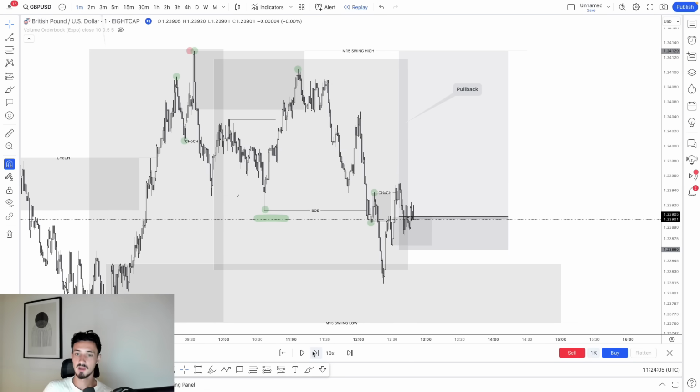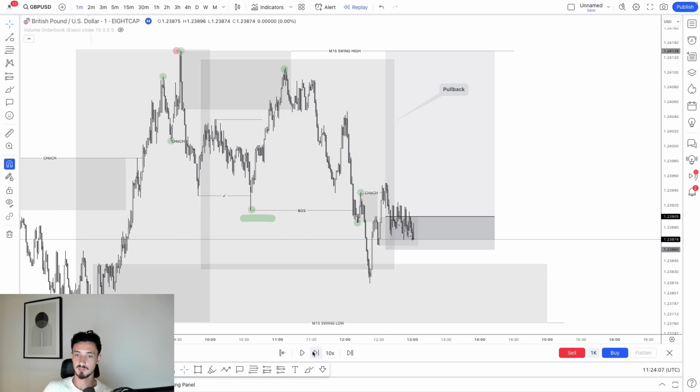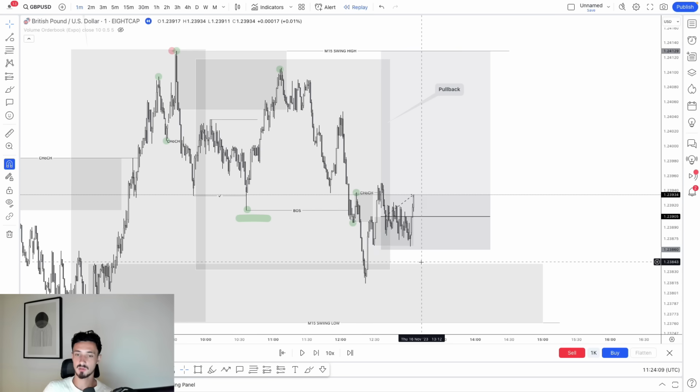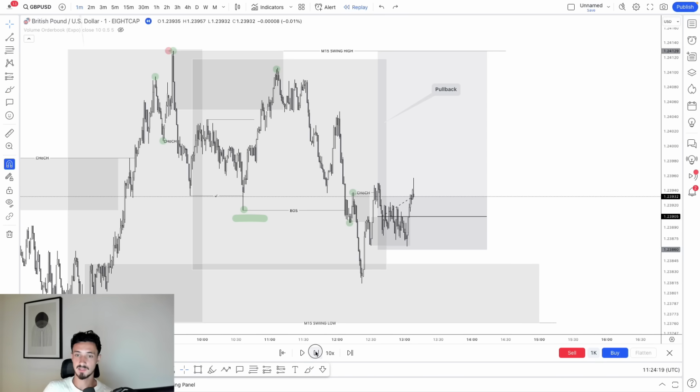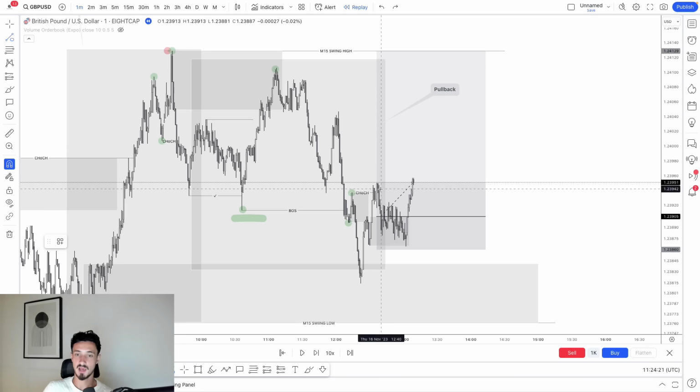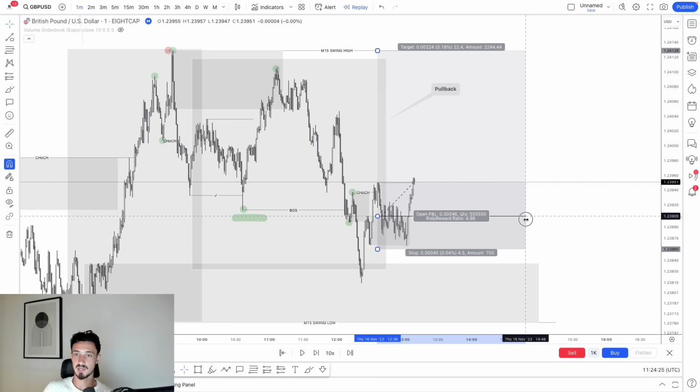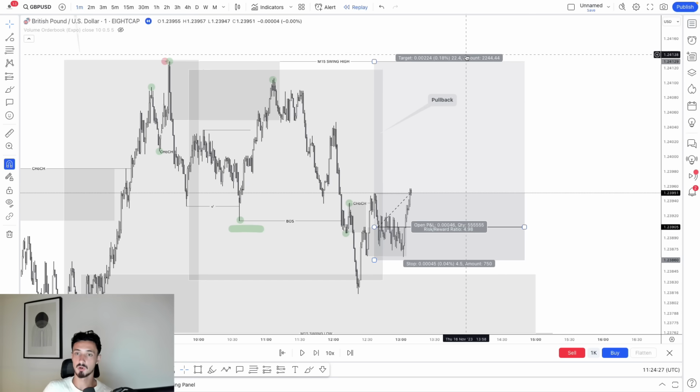Price tags me in. Now, honestly, it did come pretty tight to my area of my stop. Thought I was going to get stopped out. And then price had this aggressive move to the upside. That gave me a little bit more confidence. And then the moment that we shift these highs, I move to break even. Now I have no risk on that position, and it's just a case of waiting for price to run to those highs.